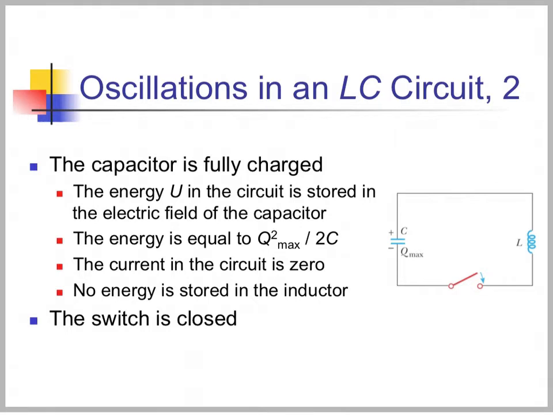So the capacitor is fully charged to start. The energy in the capacitor is stored in the electric field of the capacitor. And the energy in the capacitor is Q max squared over 2C. And the current in the circuit is 0, and so there's no energy in the inductor. Now, we close the switch.